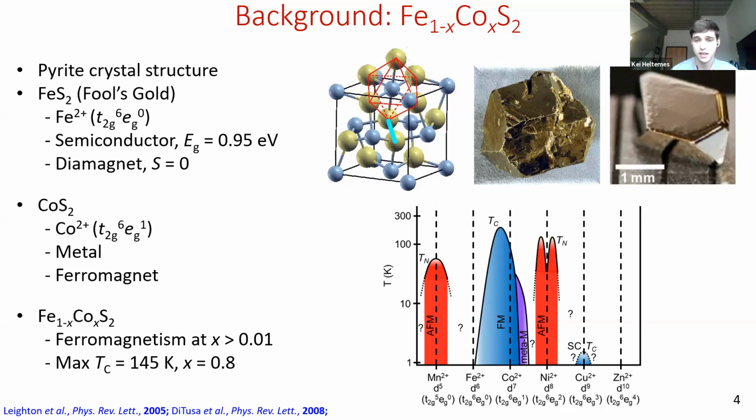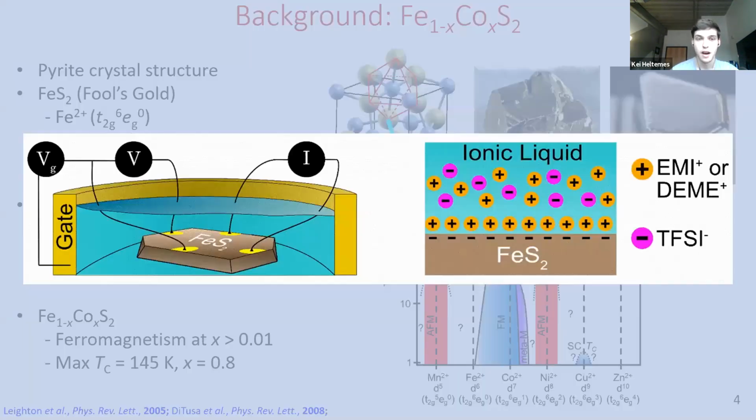This leads to a very fundamental question. Is it possible to actually achieve this transition electrostatically via the induction of electrons on the surface? Because iron disulfide is sitting very close to ferromagnetic instability, we might be able to do that purely electrostatically. So to test this hypothesis, this is the experimental setup that we have.